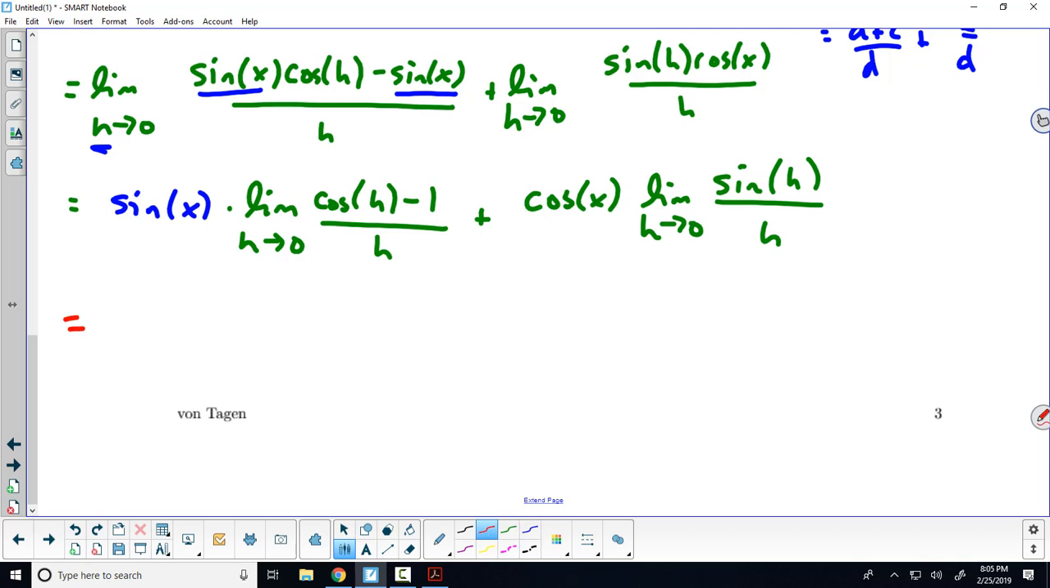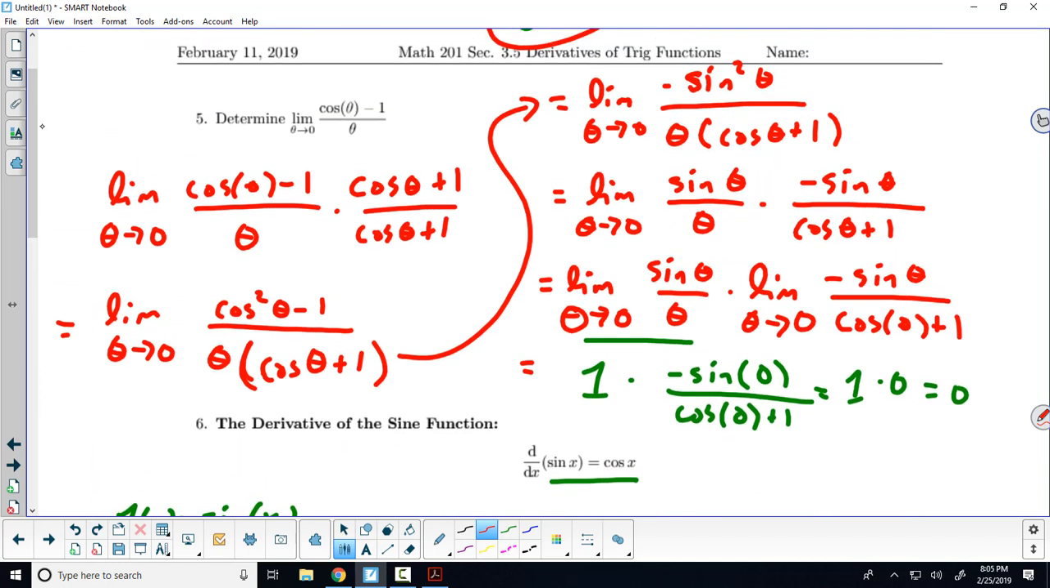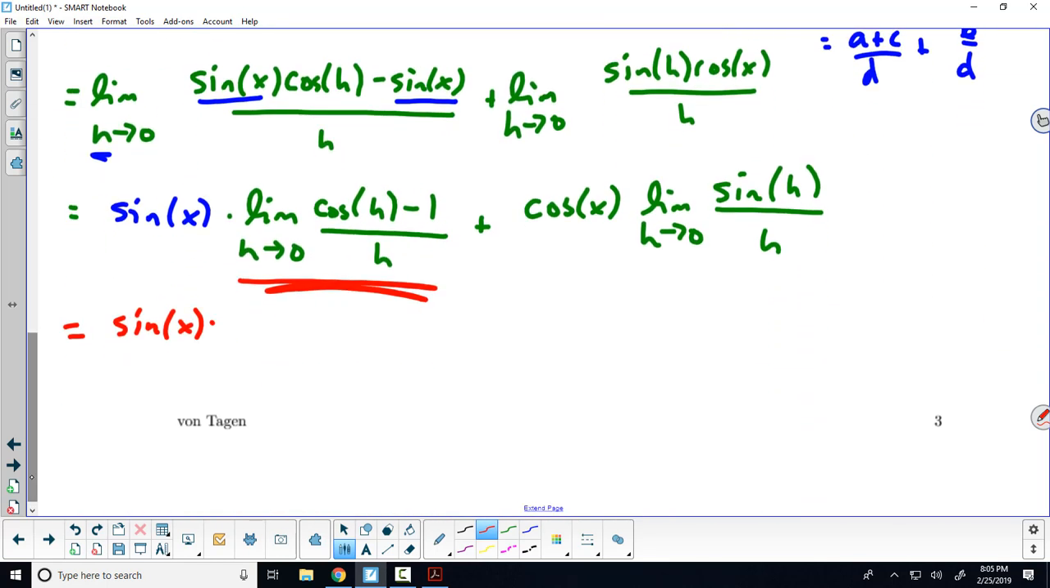So folks, we're done. This is the sine of x times what? Does this limit look familiar? It's this limit right here, right? With h's instead of thetas, and that limit came out to be 0. Times 0. Plus the cosine of x times this limit here. What did this limit come out to be? Everybody, all together? 1. So we just get the cosine of x.